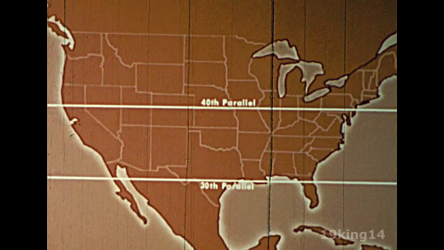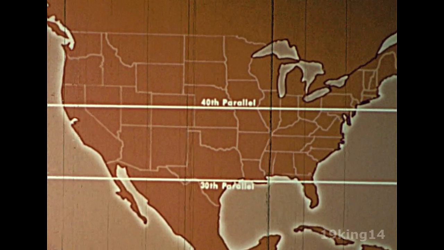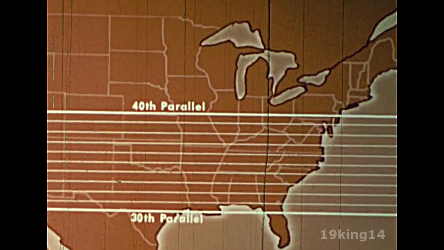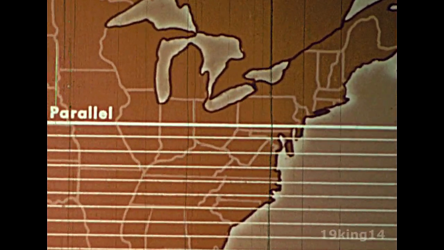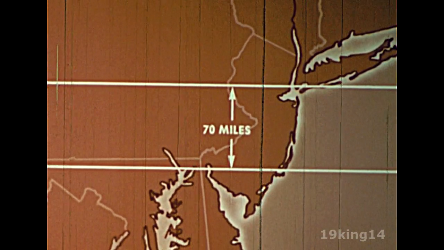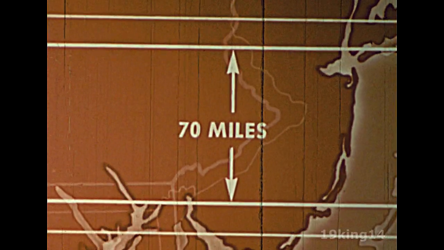About half of the United States lies between the 30th and 40th parallels of north latitude. Parallels can also be marked for single degrees of latitude. The distance between any two parallels of latitude is the same around the Earth. 1 degree of latitude is about 70 miles wide. Using only degrees, we can locate a place within 70 miles of its actual position.